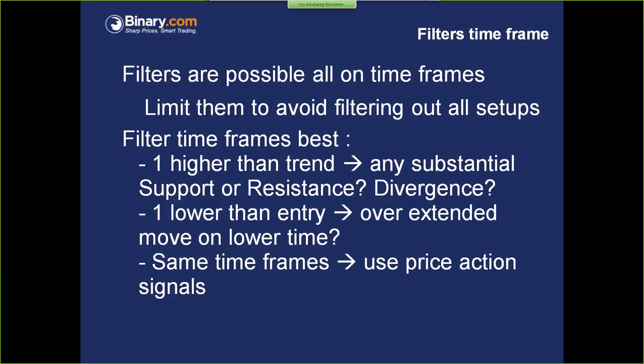So what I want to show you here is the following. Whatever time frame you use to decipher the trend, go one time frame higher than that. So if you're using the 4-hour chart for your trend definition, then go to a daily chart or 8-hour, probably daily, and take a look if there's any substantial support or resistance close by. Is there any divergence close by? That's something you could do. You could also go one time frame lower and see if there's any overextension on the lower time frame, so that maybe you could expect a pullback.